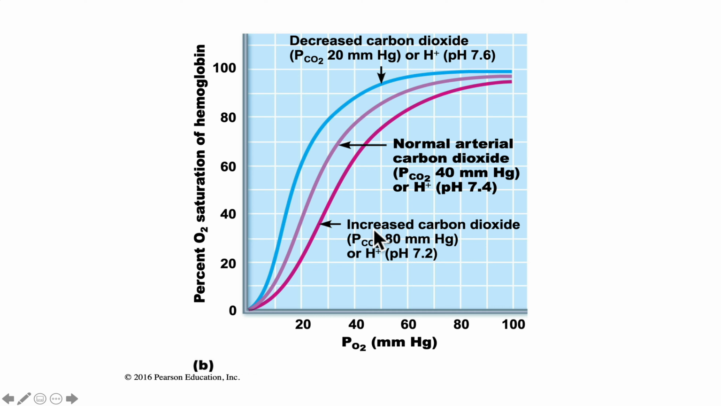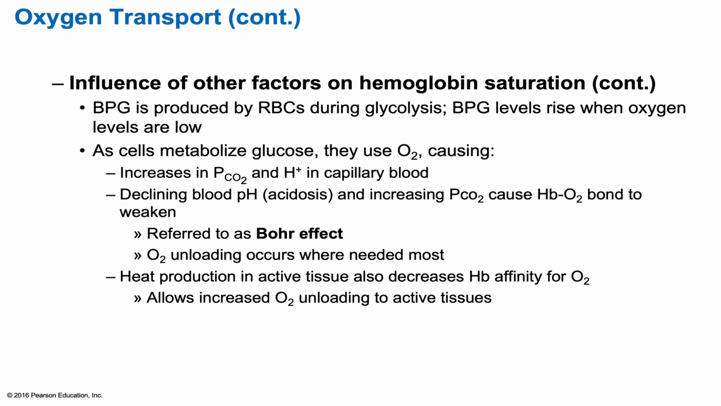With this right shift, we have an increase in acidity or an increase in carbon dioxide. This right shift that takes place is called the Bohr effect. Moving forward, temperature, BPG levels, pH, and carbon dioxide levels are factors that tend to be the highest in systemic capillaries. Again, the goal in systemic capillaries is oxygen unloading.